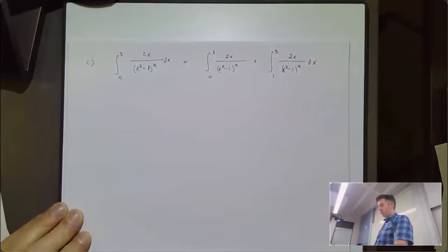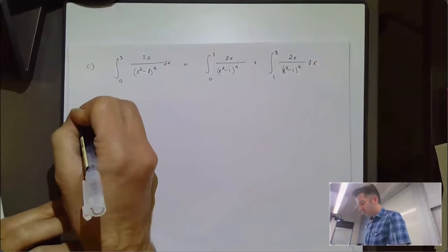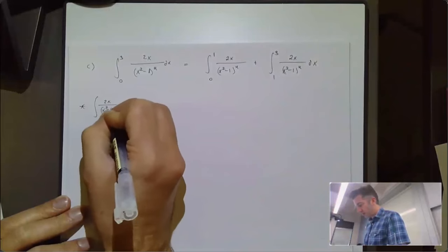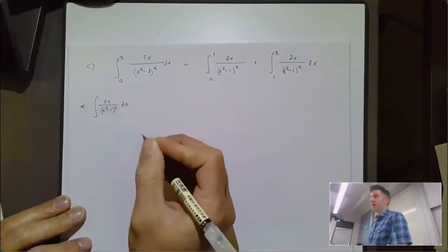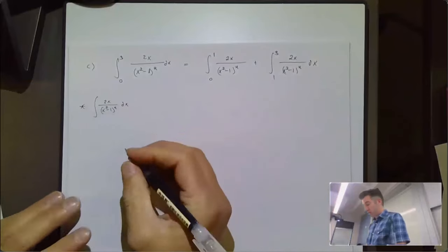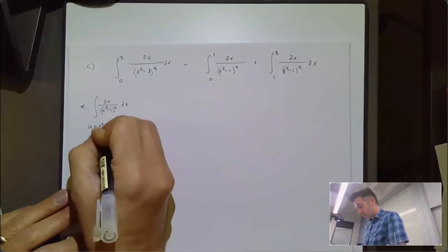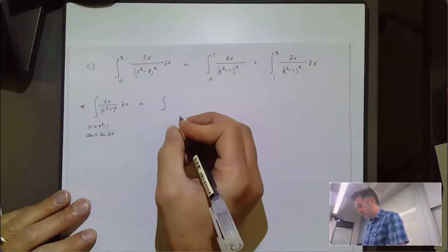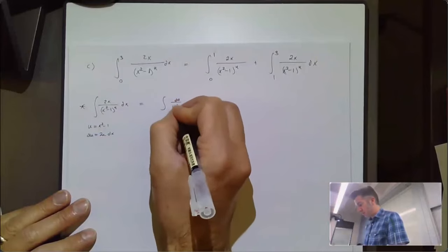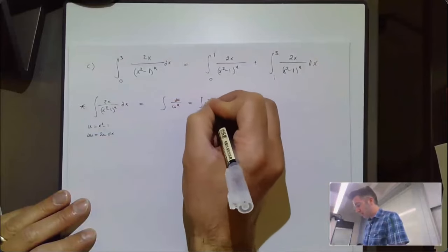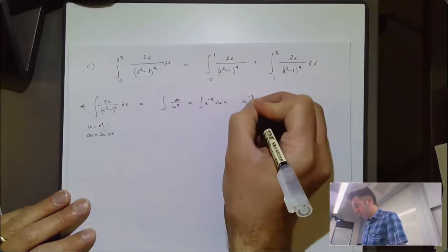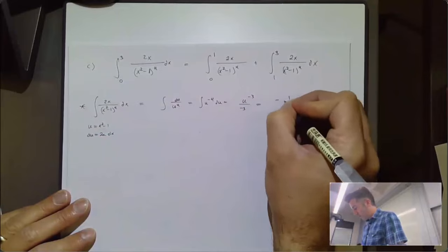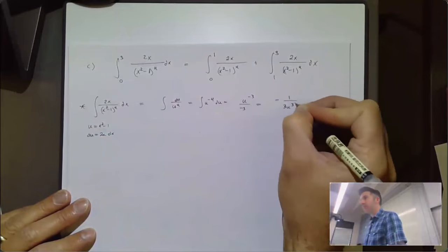And before I start writing out all the limits and stuff, let's just do the integral real quick. So the integral of 2x over (x squared minus 1) to the 4th dx. It's going to be a u sub. We're going to let u equal x squared minus 1. du is 2x dx. This is going to be the integral of du over u to the 4th, which is the integral of u to the negative 4th du, which is going to be u to the negative 3rd over negative 3, or negative 1 over 3u cubed.